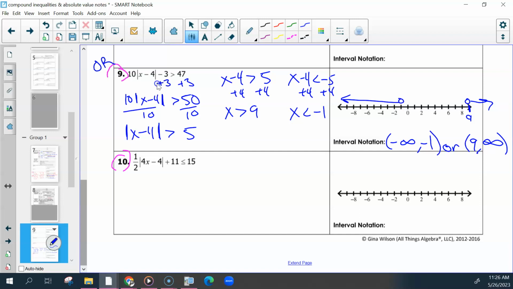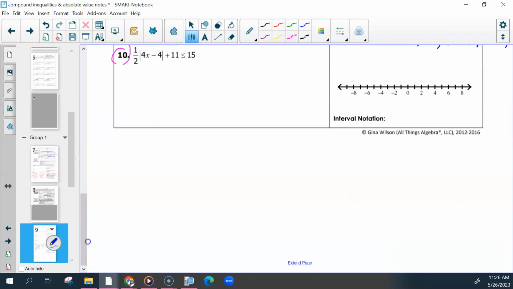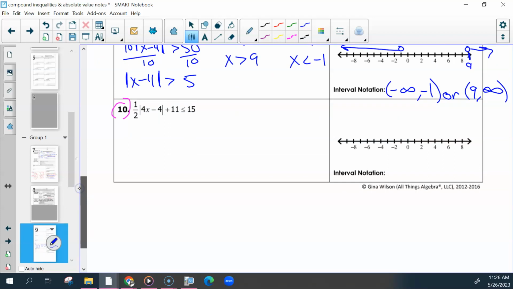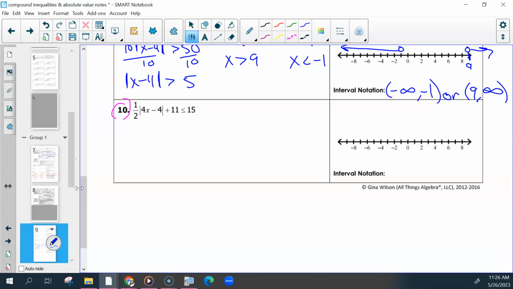And then let's use 10. 10 right now has a less than, which would mean and. If at any point in time it changes, then the type will change, but let's see what happens. What would we do first? Get rid of the 11, subtract it.